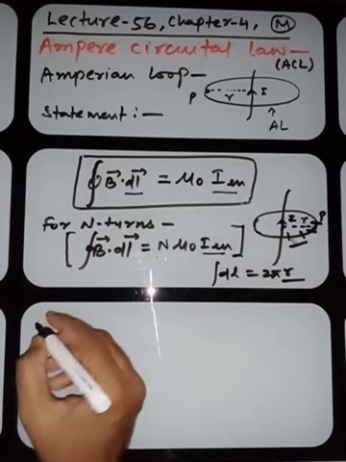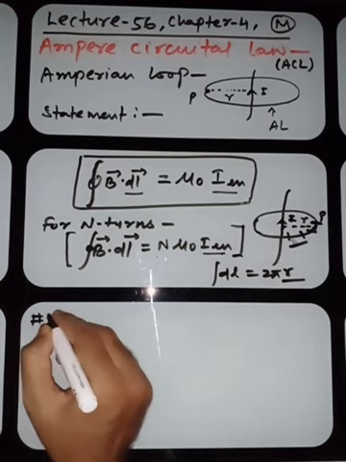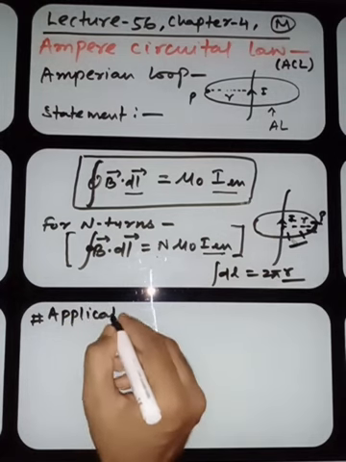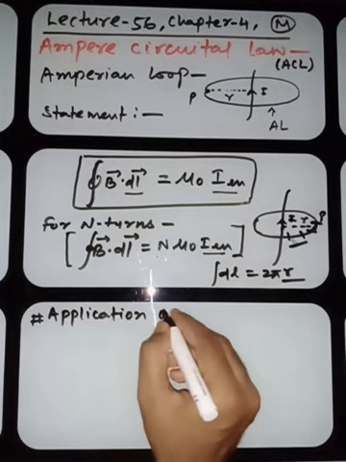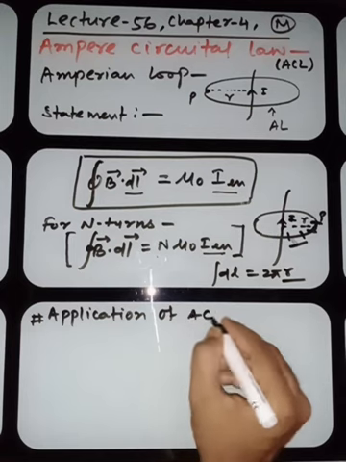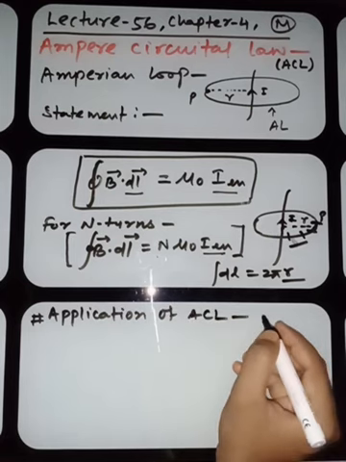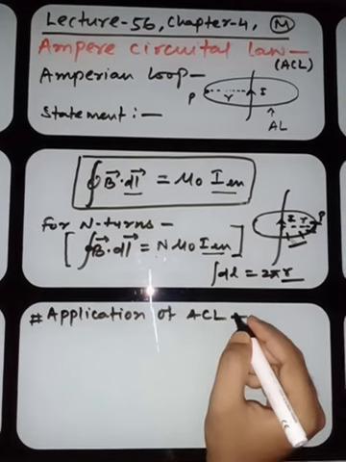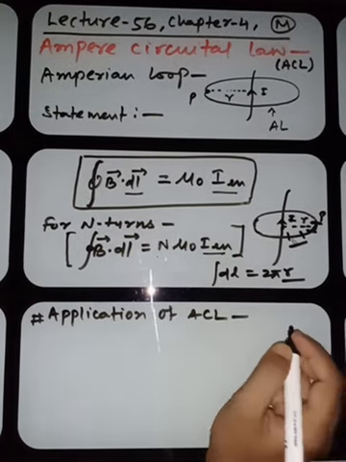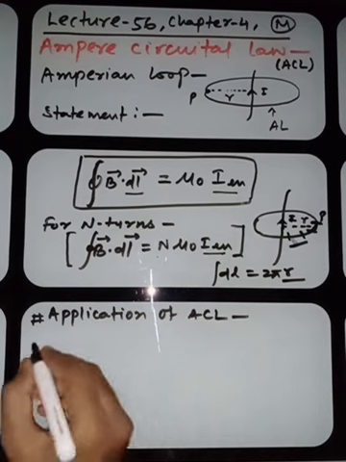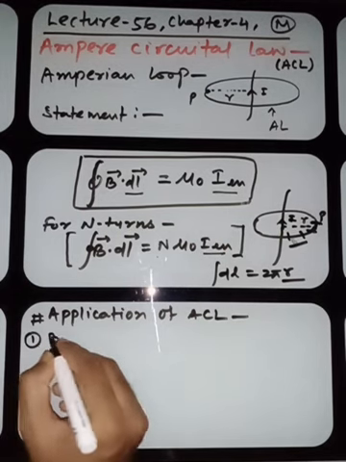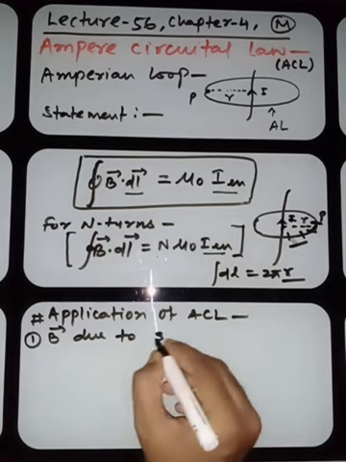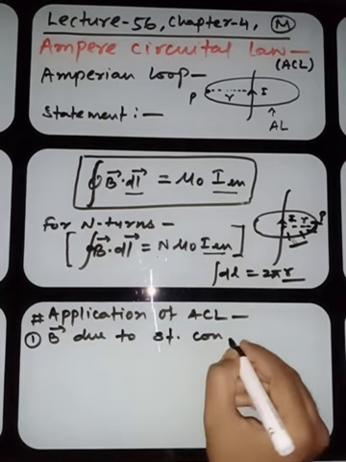Give the heading now, application of Ampere Circuital Law, that is the ACL. The first application, we will try to find out the magnetic field due to a straight conductor.